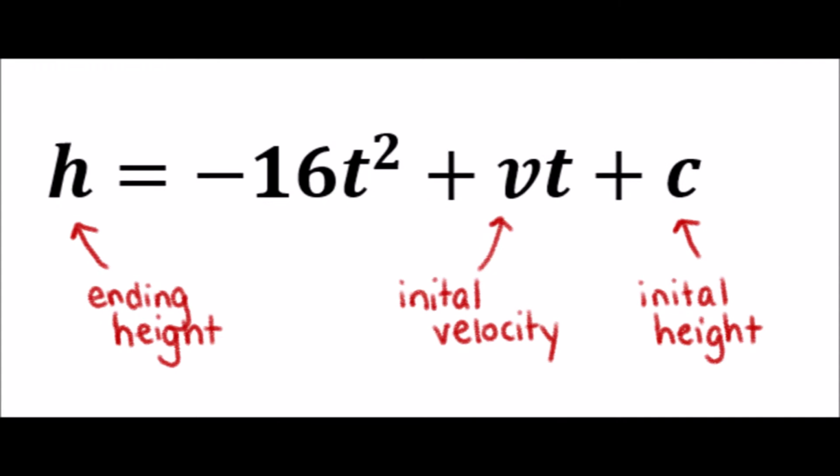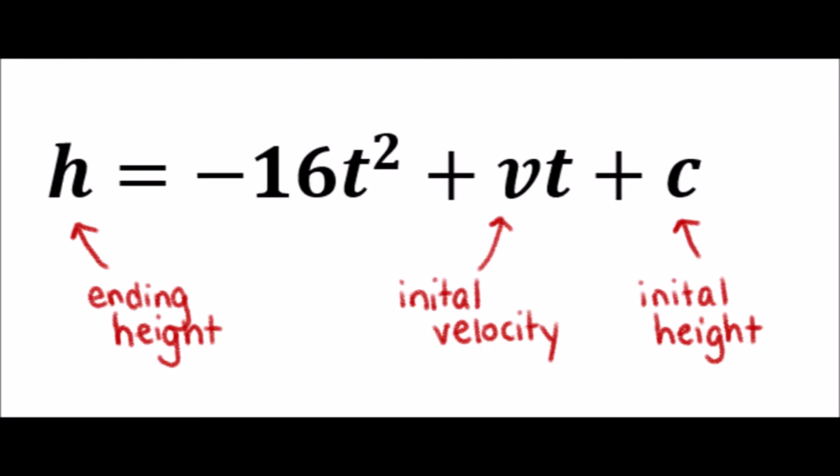To explore the vertical motion equation. The formula for vertical motion is h is equal to negative 16t squared plus vt plus c, where h is the height in feet of the ending destination, t is the time of motion in seconds of the person or object, v is the initial velocity in feet per second the person or object is given, and c is the initial height in feet at the beginning of the motion.